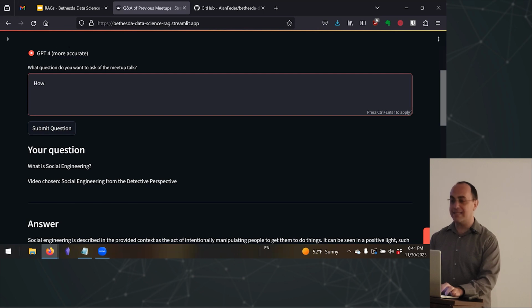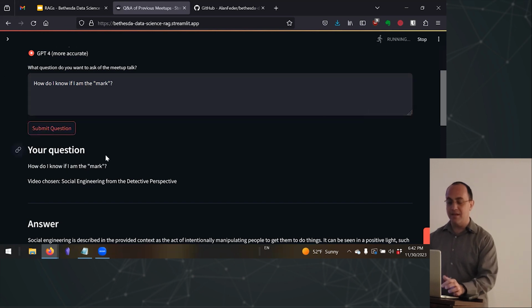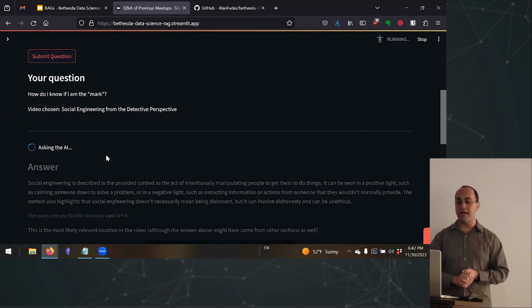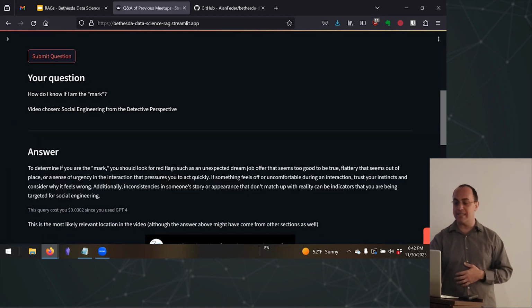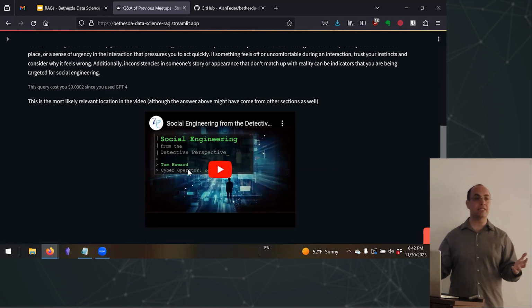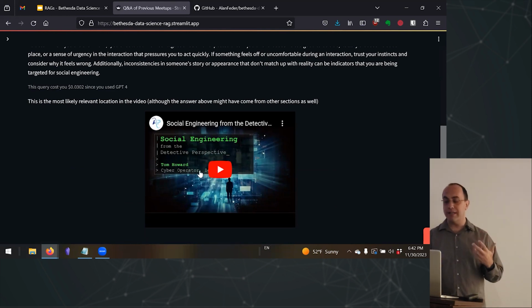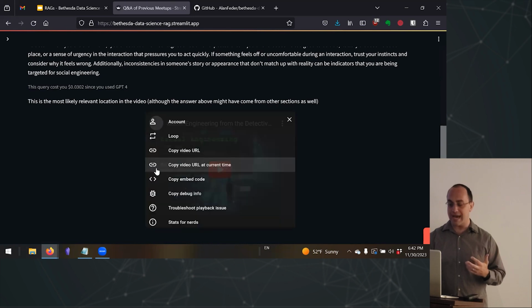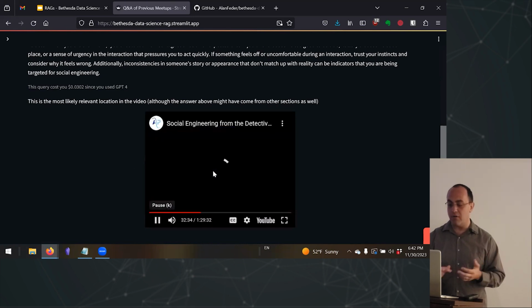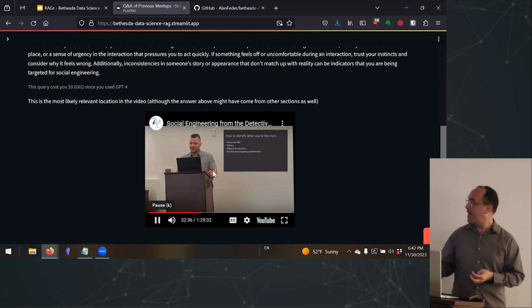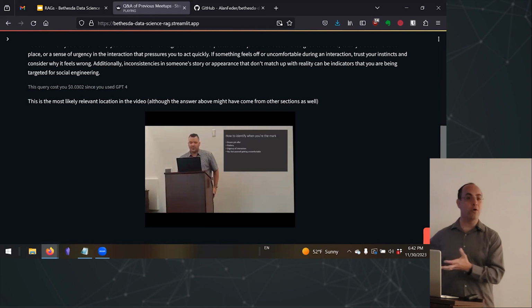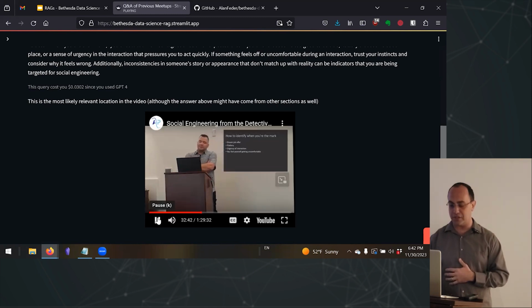So I'm going to ask, based on the talk, how do I know if I am the mark? And I'm able to ask my tool, going into the talk, it's asking the transcript of the talk, and it says you should look for some red flags: flattery, inconsistent stories. One of the cool things about this RAG method is it's able to really find where you got it from. So this has the video from the talk itself. And this was the section in the video where he answered that question.